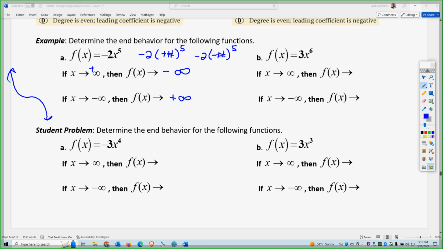So if I look at the next one, these are both going to be positive, right? Because it's sixth power, which means no matter what I plug into there, it's a positive outcome. And the 3 doesn't change anything. All right, pause the video, try a student problem.